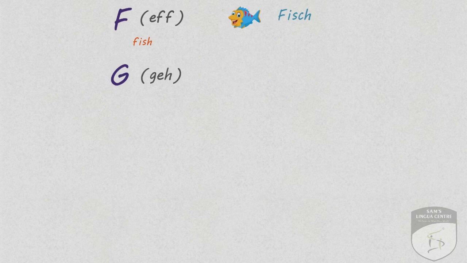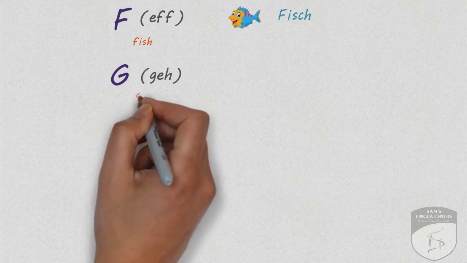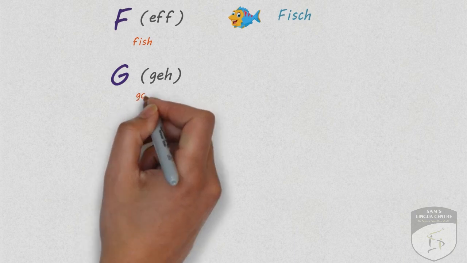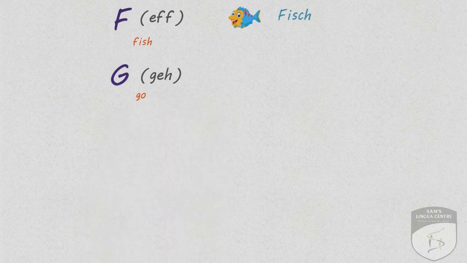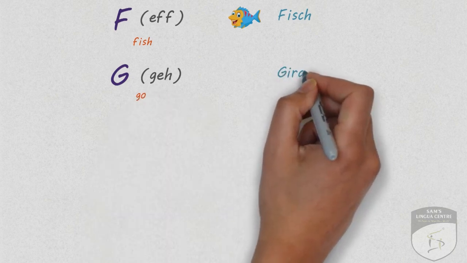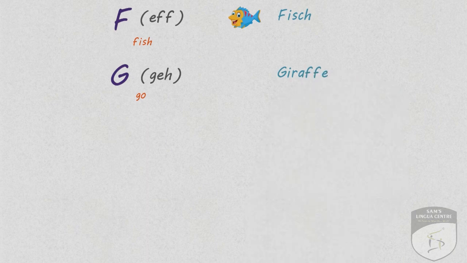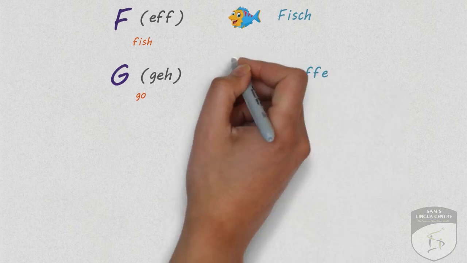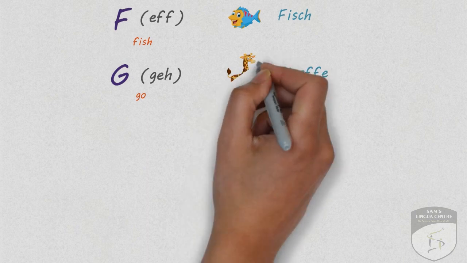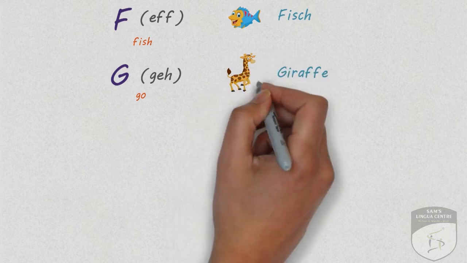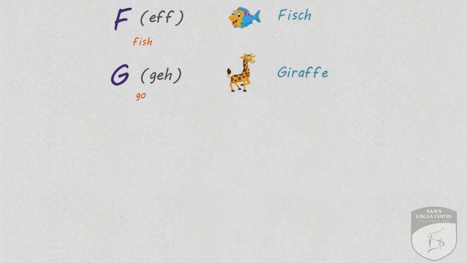G. G is pronounced like the G in the word go, and the German word is Giraffe. Giraffe, which means giraffe. As you can see, the word Giraffe is written exactly the same way as in English, but the pronunciation is completely different. G, Giraffe.